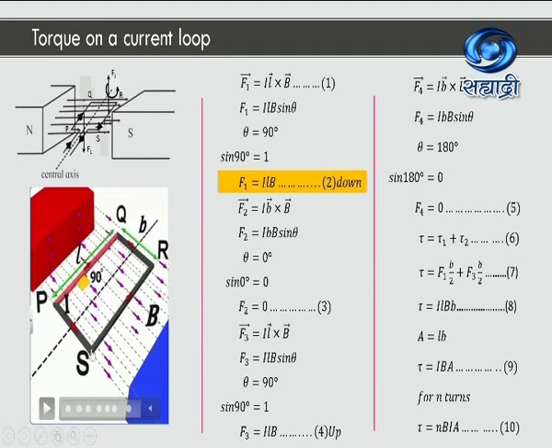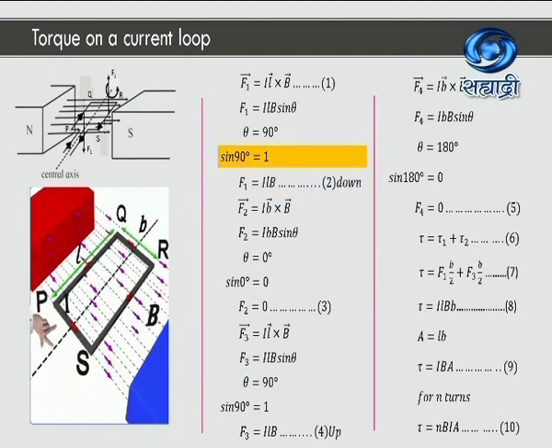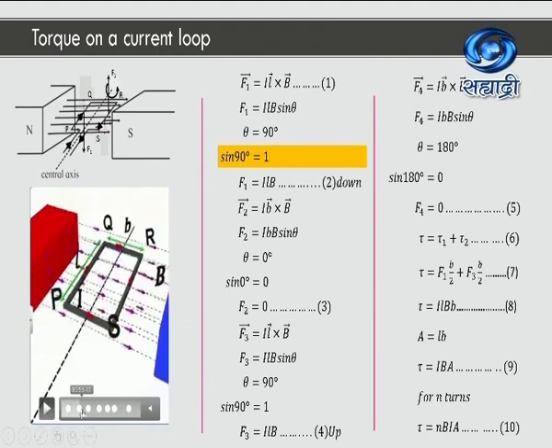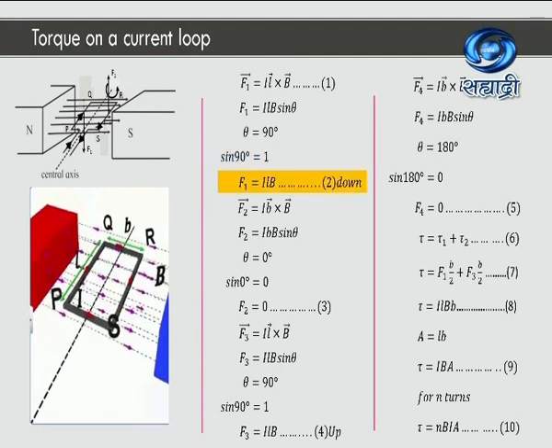What shall be the direction of this force, by the way? We can use Fleming's left hand rule to identify the direction of this force. See here, I have shown the left hand: middle finger is in the direction of current, forefinger is in the direction of B. So the thumb is the direction of magnetic force. It is in the downward direction. So can you see that the force acting on this is in the downward direction, and hence I have clearly mentioned F1 is equal to ILB in the downward direction.